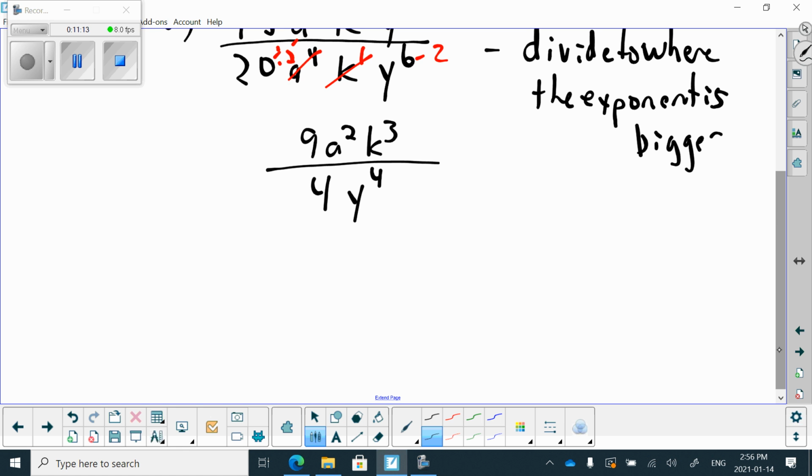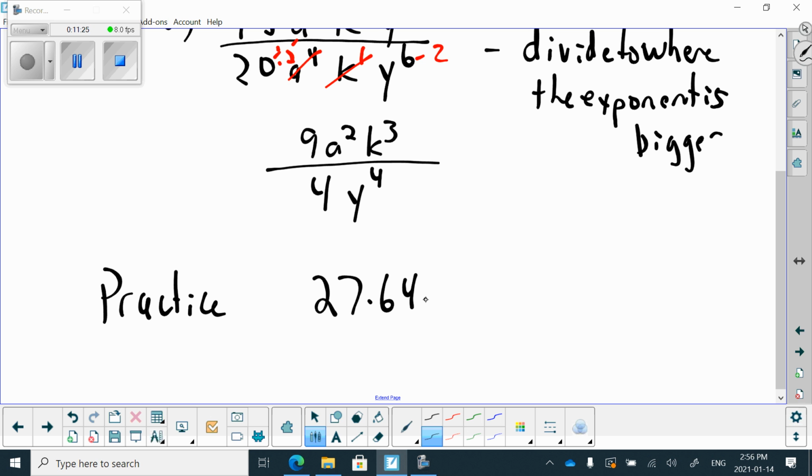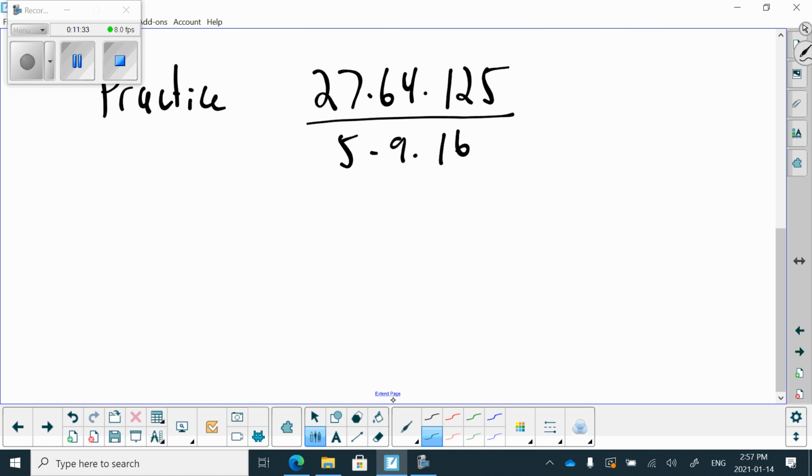This next thing is just kind of a practice thing that I like to do. If I gave you this, and again, no calculator allowed, hypothetically, I said, I want you to figure out 27 times 64 times 125 over 5 times 9 times 16. That could be intimidating. But what can I divide this 5 into? So I can divide by 5 here and divide by 5 here.